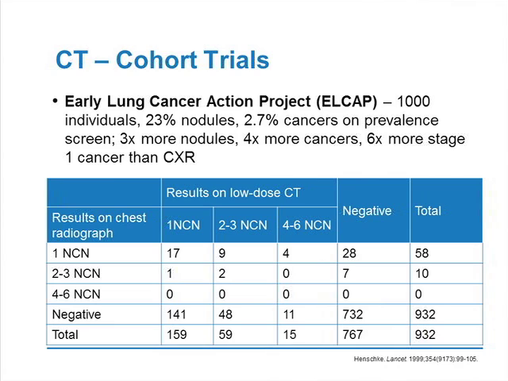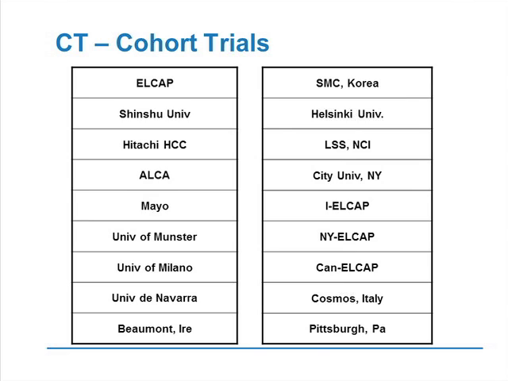In this study, 1,000 at-risk individuals were enrolled, and they all got a low-dose CT scan as well as a chest X-ray. And they were able to find far more cancers with the CT scan, 6 times more stage 1 early cancers with the CT scan. But they also found a lot of nodules, 3 times more lung nodules with the CT images than the chest X-ray images. The screen-detected cancers had an excellent survival. There were other cohort trials performed around the world, and all had very similar results. You're finding a lot of early-stage cancers. Survival rates for those cancers are excellent, but you're also finding an awful lot of nodules.